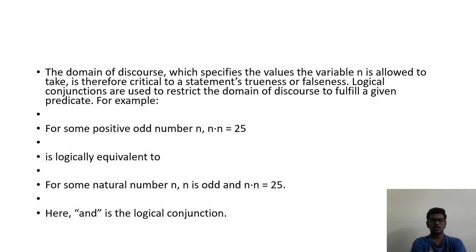So when we take and in between, n is odd and n into n equal to 25, we are using and. So here and becomes a logical conjunction to the statement we provided before. So and is a logical conjunction.